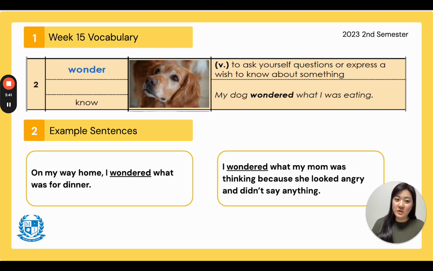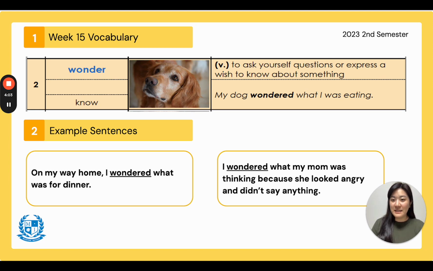As you can see in this picture, the dog's like, what are you eating? You're asking questions. Oh, is she eating chips or is she eating chocolate? Am I making you hungry? Sorry. Wonder. To think and ask yourself some questions. Repeat after me. My dog wondered what I was eating.